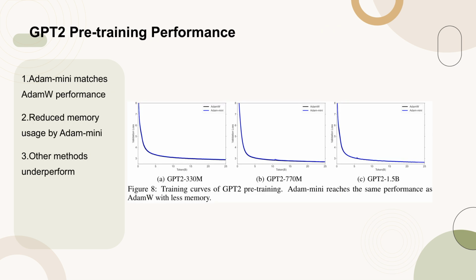Figure 8 illustrates the training curves of GPT-2 pre-training, comparing Adam Mini with AdamW and other memory-efficient methods. The figure shows that Adam Mini achieves the same level of performance as AdamW but with significantly less memory usage. In contrast, other methods exhibit inferior performance on these tasks. This demonstrates the effectiveness of Adam Mini in maintaining high performance while optimizing memory resources.